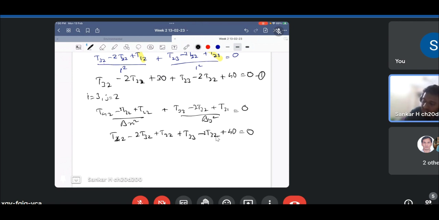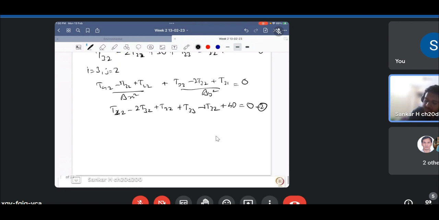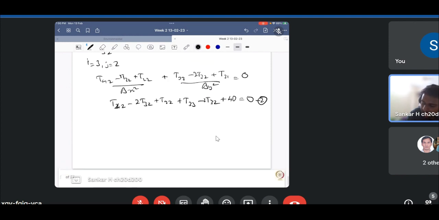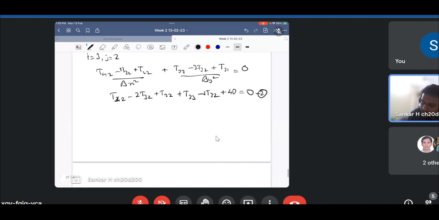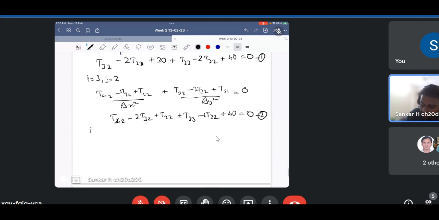Let us call this as equation 1. Let us call this as equation 2. Again, I'm going to take a lot of time to solve all of these equations, so let's move forward very slowly.